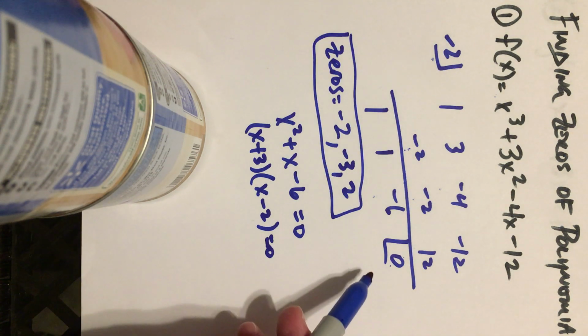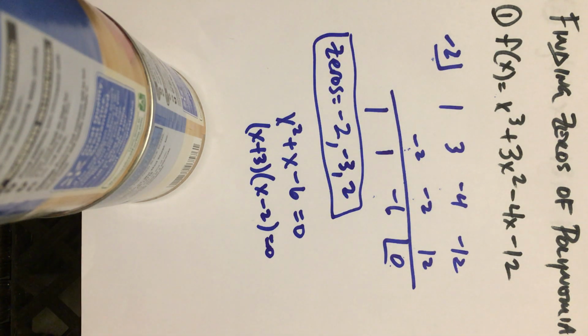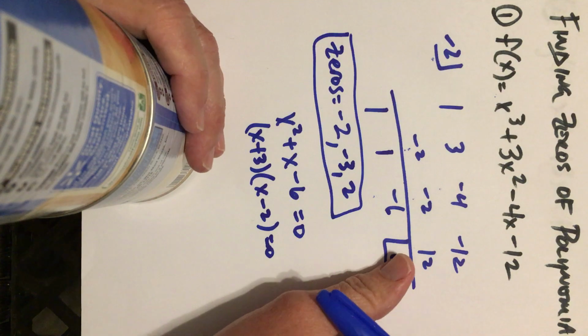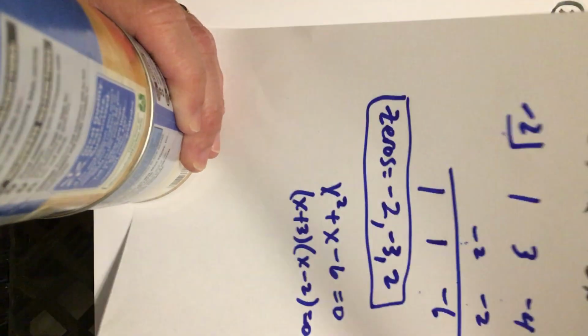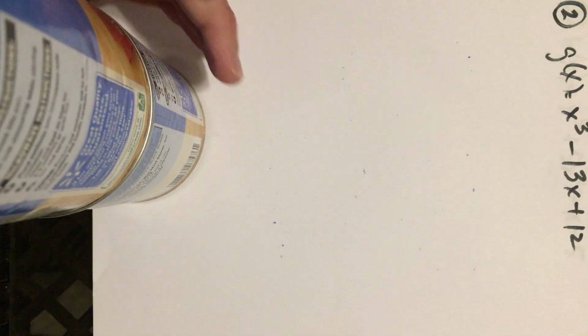If you get something that's not a 0, it doesn't mean you're a bad person, doesn't mean you should quit, or it definitely doesn't mean you should shoot your math teacher. It simply means try another number. Now the good news is there's a way to limit the number of guesses that you have to worry about. We'll talk about that in just a moment, okay?